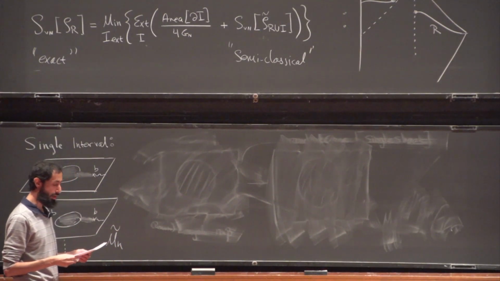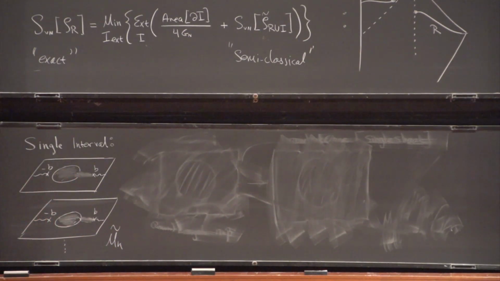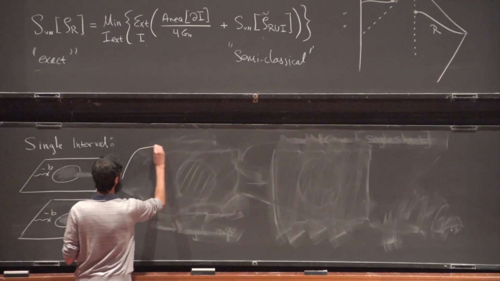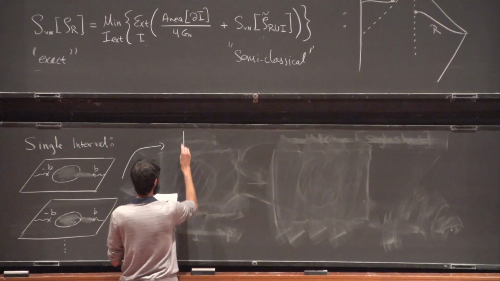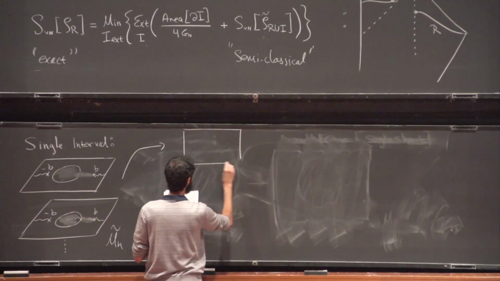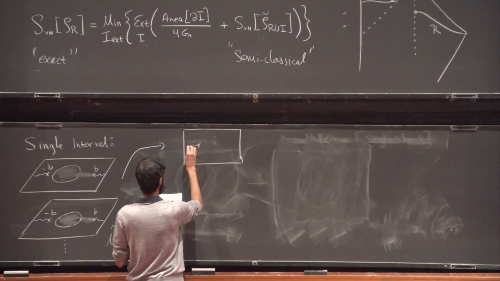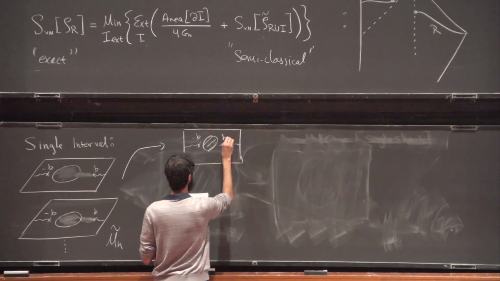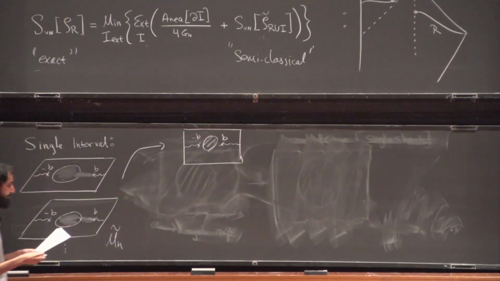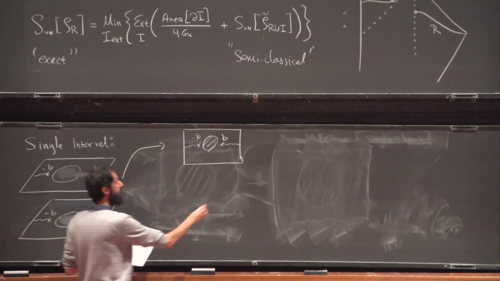In this case, there are two simple replica symmetric saddles to consider. The first is where each JT region is separately filled in with hyperbolic space. Okay, so something like that. This I will call the semi-classical saddle.